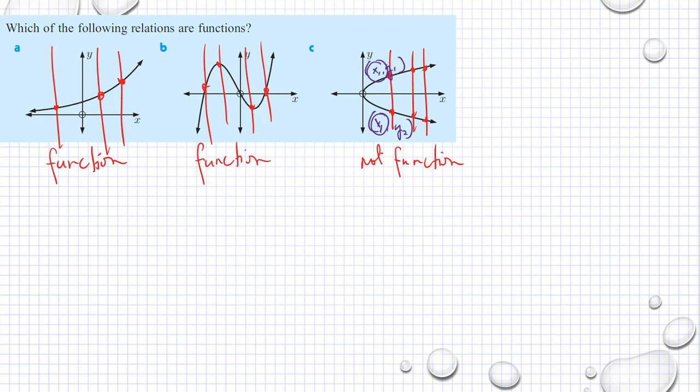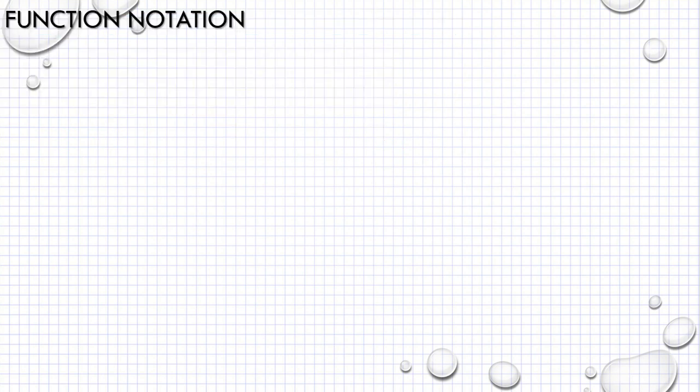But this is a very good test. Just do the graph and then draw vertical lines. If you cross the graph only once every time, then you have a function. But if it doesn't, then you don't have a function. Okay. In my next video, I will be discussing function notation.